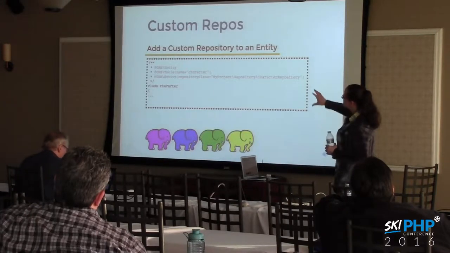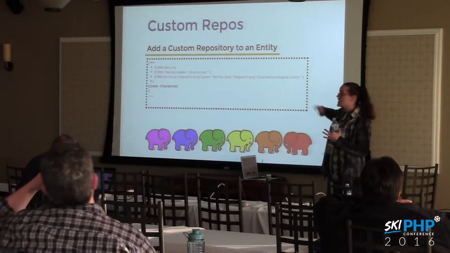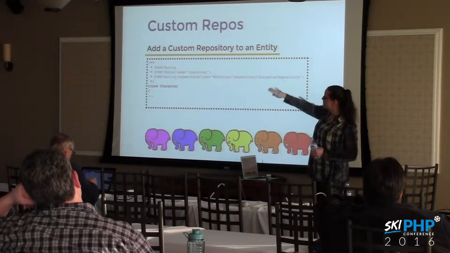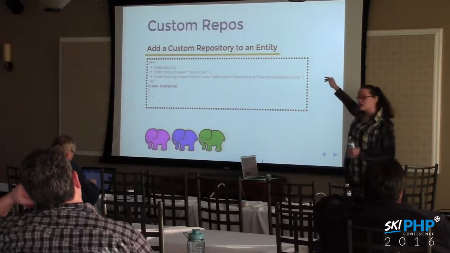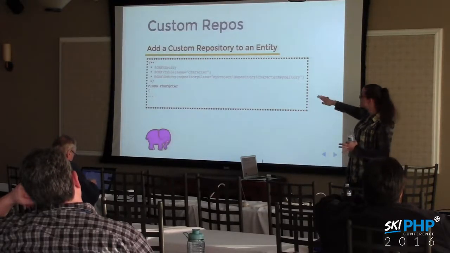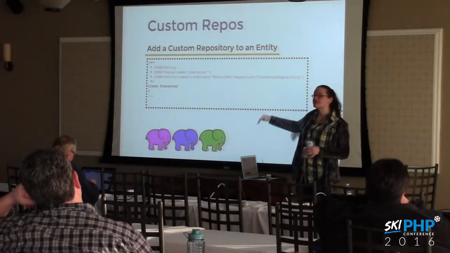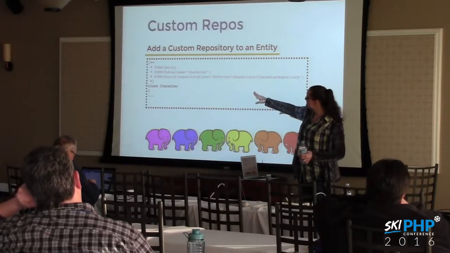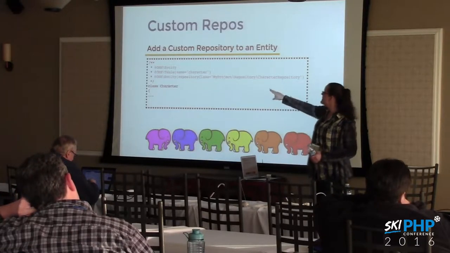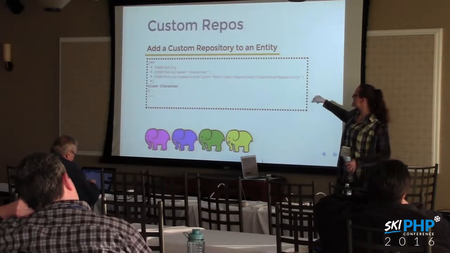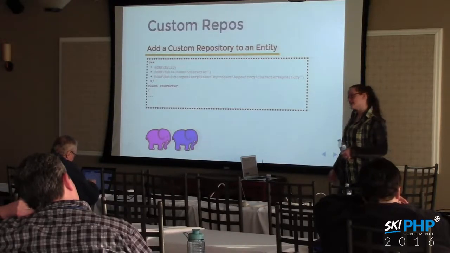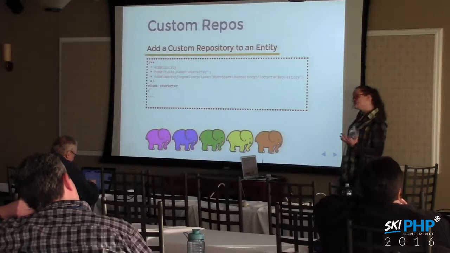So this is how you can set that up. You remember our character entity from before. Before, it just said that it was an entity, and that its table name was character. Now we've added a third annotation line to that initial declaration, and what we're telling it is that there is a special custom repository for this entity. So we're telling it that the entity has a repository class, and then we're telling it where that repository class is, and what its name is, and we're going to name it CharacterRepository, because, you know, naming things what they are is useful.